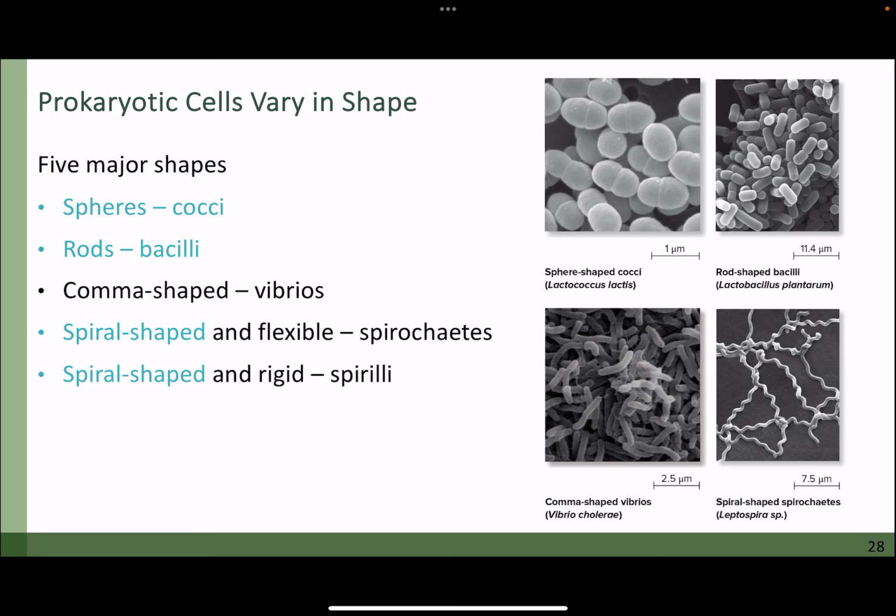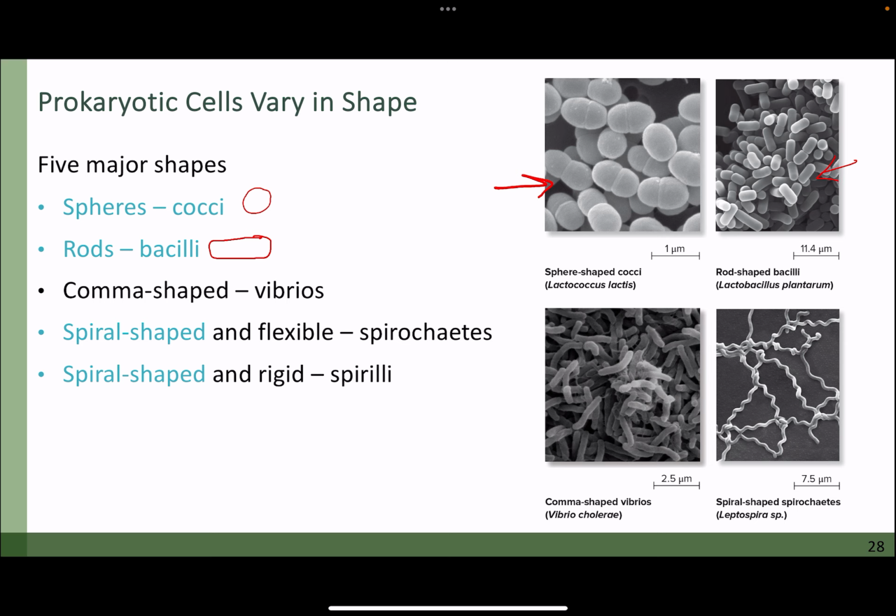The sphere-shaped bacteria are called cocci. There's an example here. These are basically just round sphere-shaped bacteria. We also have rod shaped. So these are bacteria that are long and thin. And we've got an example here of those guys.